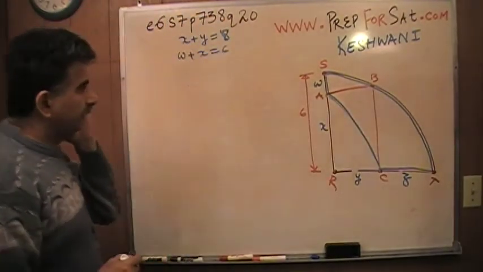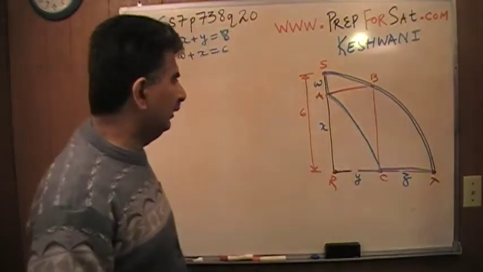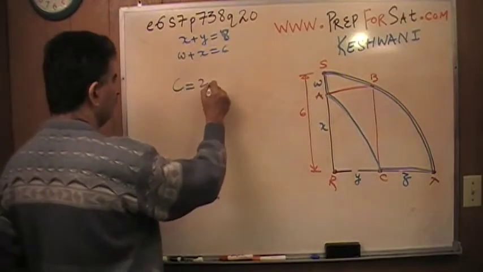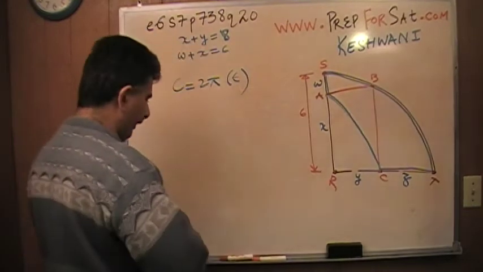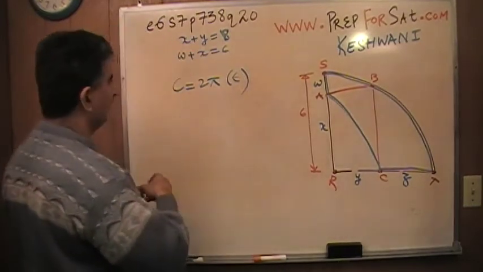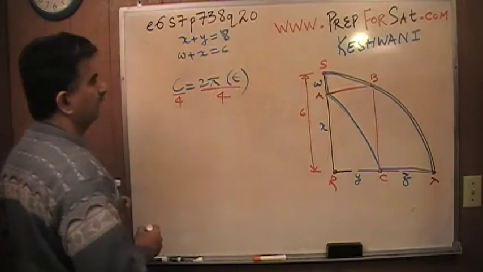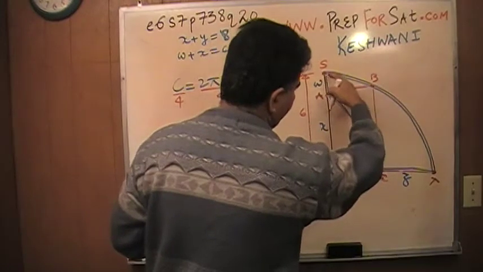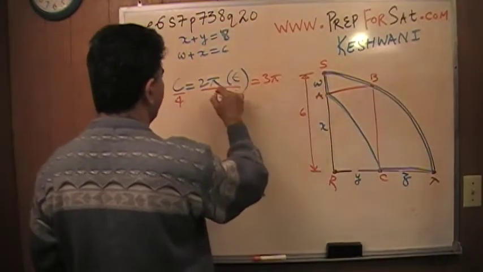The very first thing you should notice is that this arc is a quarter of a circle. We know the radius is 6, which means the whole circumference is 2 pi R, therefore 12 pi. A quarter of the circumference, which is the length of this arc, is 12 pi over 4, which is 3 pi, as you can see.